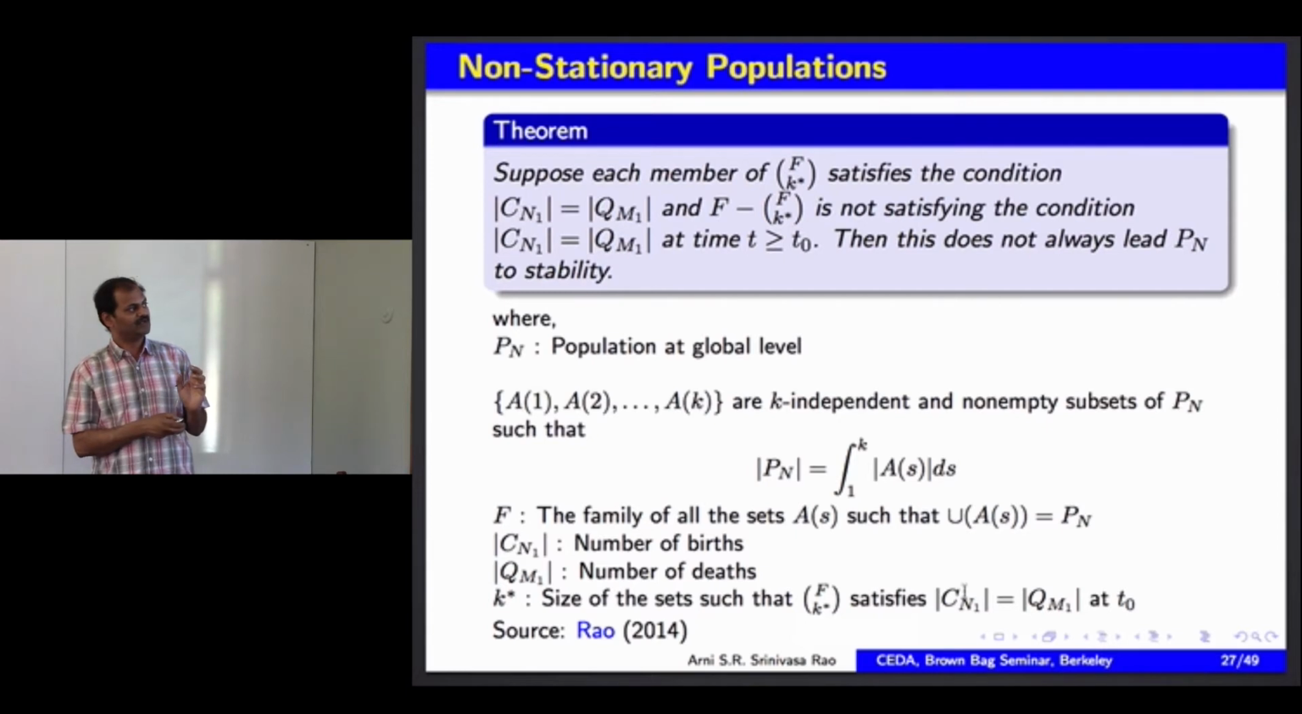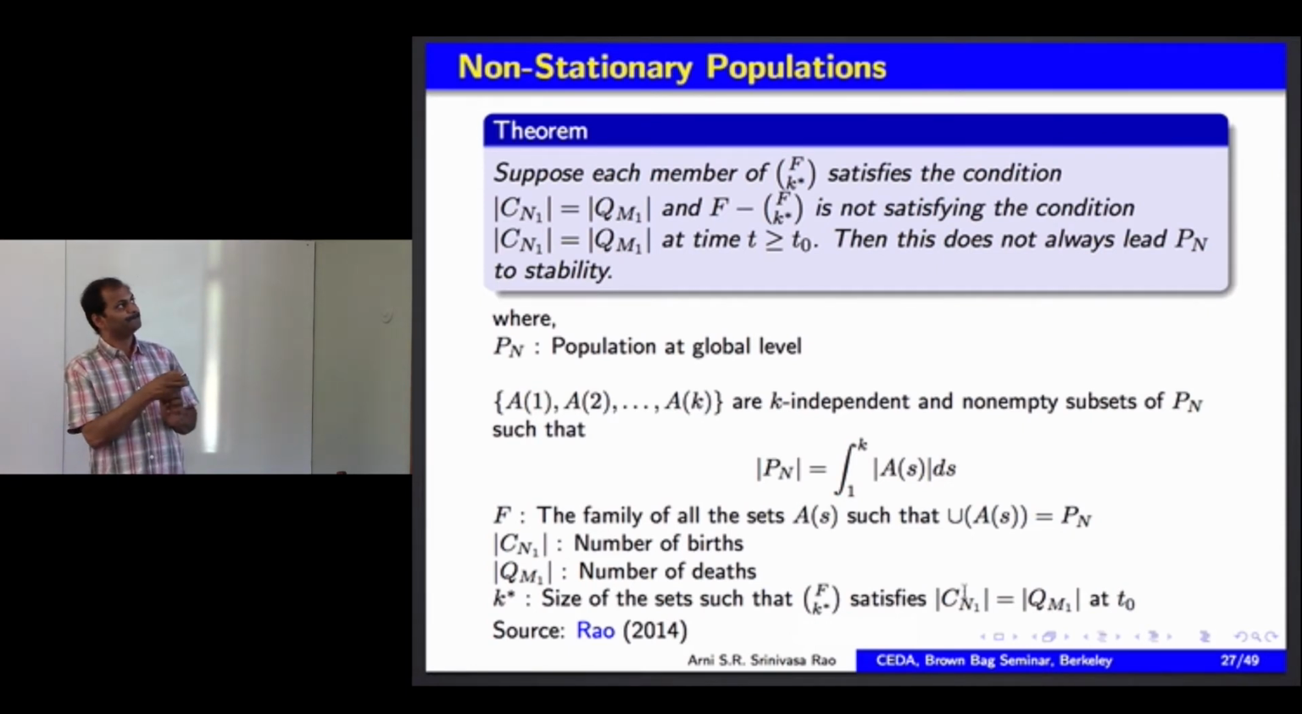Pn, such that the cardinality of Pn is the integral of that, where F is the family of all the sets As, such that the union of As is Pn, where Cn1 is the number of births, Qm1 the number of deaths, and K star is the size of the set such that this satisfies that.